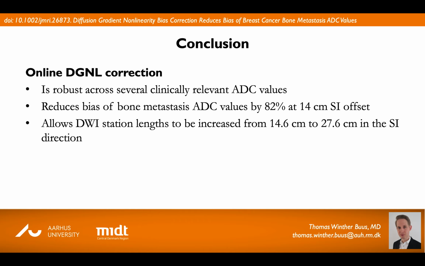So in conclusion, online diffusion gradient nonlinearity correction is robust across several clinically relevant ADC values as shown in the diffusion phantom. Correction reduces bias of bone metastasis ADC values by 82% at 14 centimeter SI offset. It allows DWI station lengths to be increased from less than 15 centimeters to almost 28 centimeters in the superior-inferior direction.